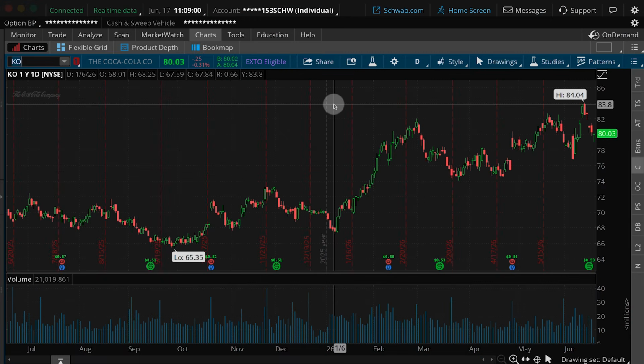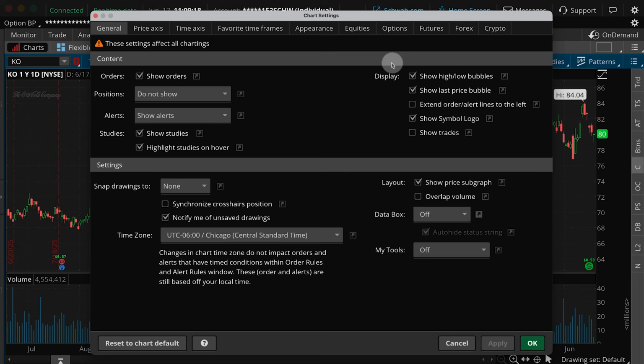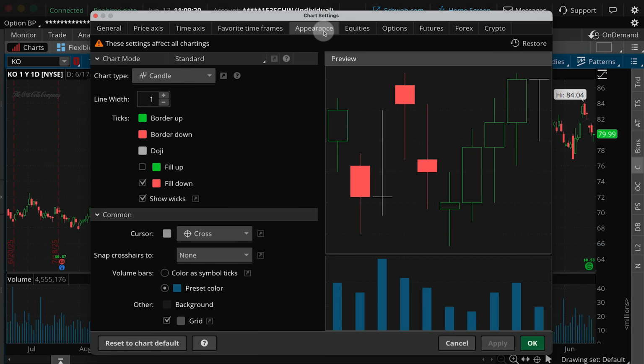Let's walk through an example of how to use the seasonality chart settings on the thinkorswim platform. Starting at the Charts tab, then click on the gear icon. Next, select the Appearance tab, click Standard to open the list, and select Seasonality.